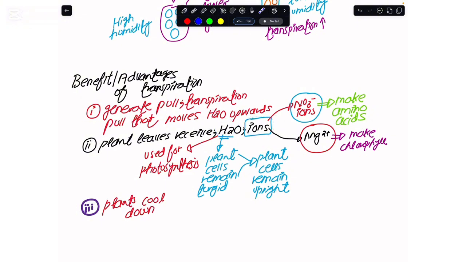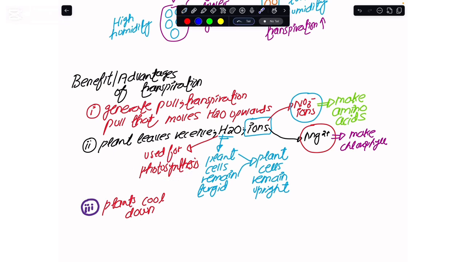Now, what advantage do we have in the context of the water being brought to the leaves by transpiration? This will keep the cells of the leaf turgid, and the cells would maintain their shape, and the plant overall would also remain upright. And we know that this water is also a raw material that would be utilized for the photosynthetic process.